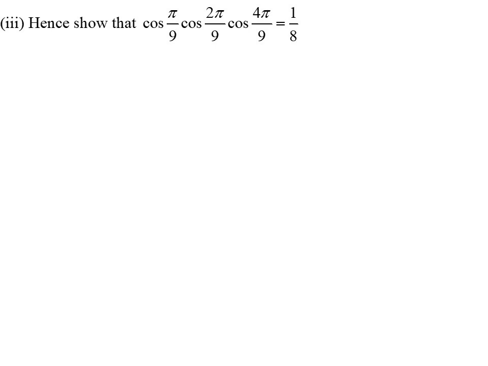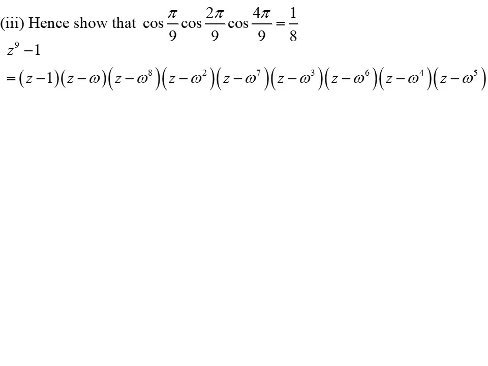I've found all the roots. So I'm going to factorise z to the power of 9 minus 1. But you'll notice the way I've grouped them. I've grouped them so the factors with the conjugates are next to each other. z minus 1, well, that one I knew because it's the roots of unity. z minus 1's got to be a factor.